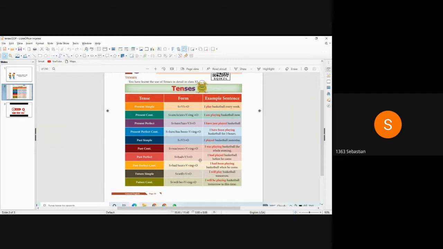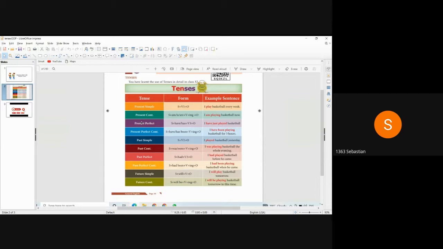The name of the tense is given in the first column. Second column, forms. Third column, examples are given. Let's learn in detail.